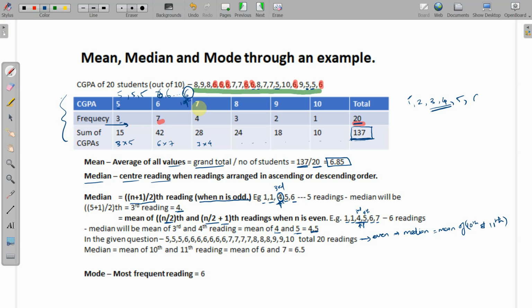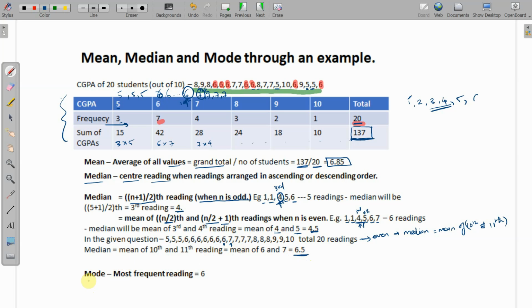And what would be the 11th reading? Now the 6s are over, so 7, 7, 7, 7. This would be the 11th reading, right? So when you arrange these readings in ascending or descending order, it will look something like this. The 10th reading would be 6, the 11th reading would be 7, and that's why their median would be equal to the mean of 6 and 7, that is equal to 6.5.